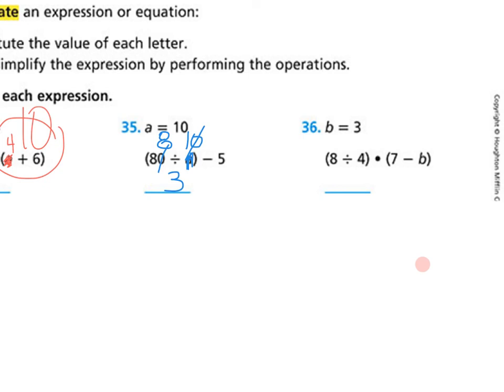For number 36, I'm going to cross out the B and put in the 3. Using my order of operations, I know I need to do the first parentheses first. 8 divided by 4, you should have said is 2. 7 minus 3, you should have said is 4. Finally, I'm going to multiply 2 times 4, which is 8.